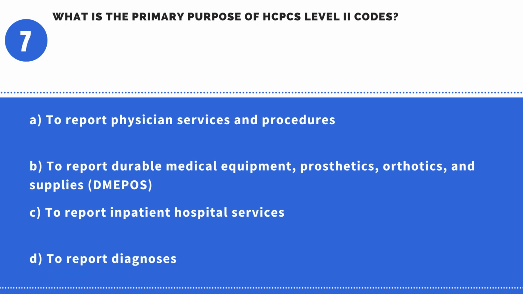Question 7. What is the primary purpose of HCPCS Level II codes? A. To report physician services and procedures. B. To report durable medical equipment, prosthetics, orthotics, and supplies, DMEPOS. C. To report inpatient hospital services. D. To report diagnoses.